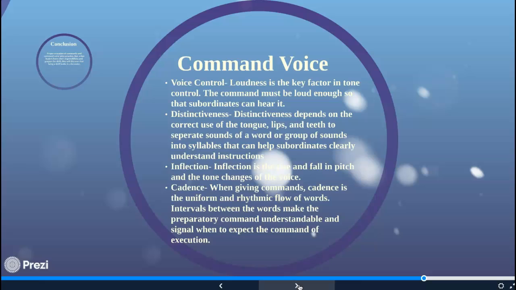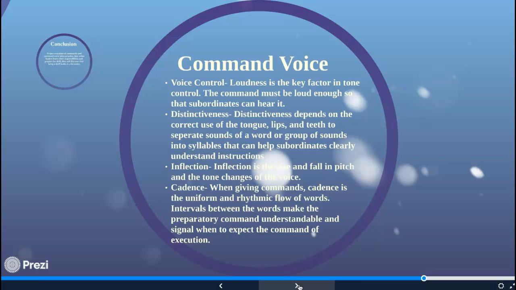If you're trying to give your commands like that, it doesn't work. All right. Inflection is a rise and fall in pitch and the tone changes of the voice. When you're doing physical fitness, and you're doing the four count exercise, right? To end it, you change your voice. So it sounds like this.